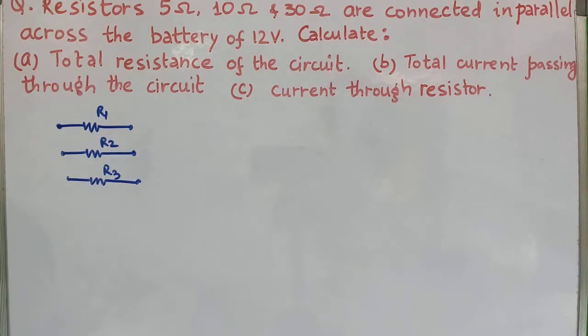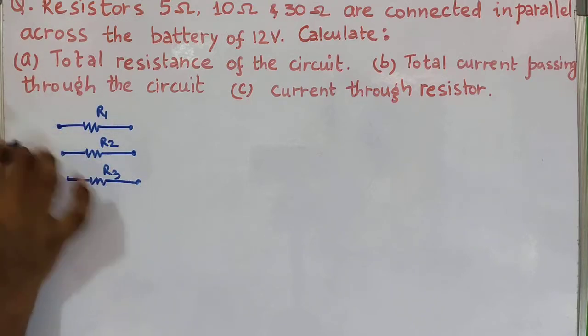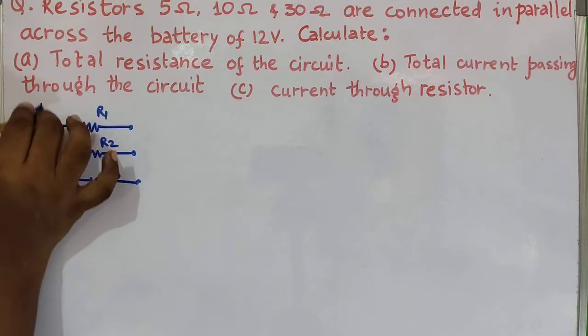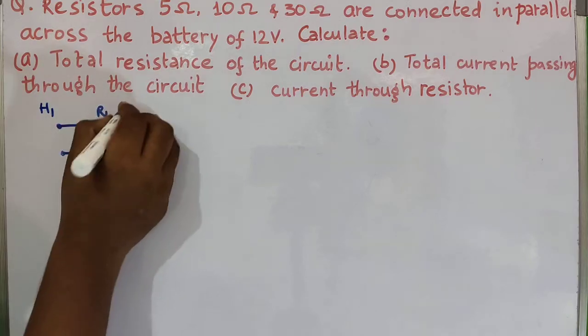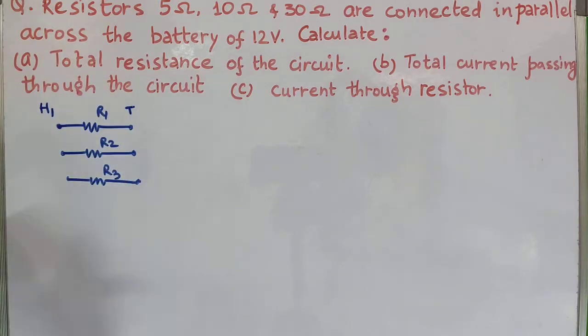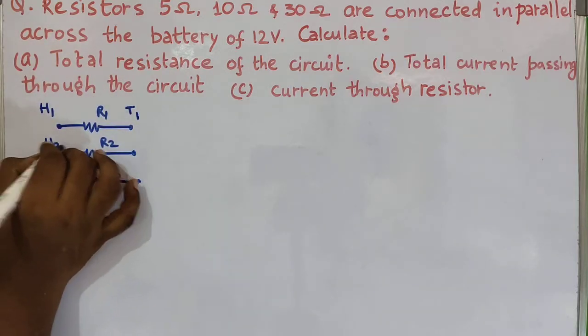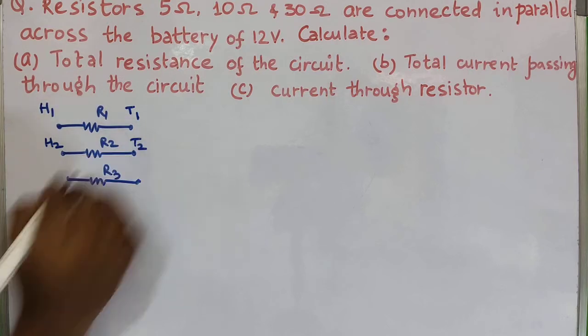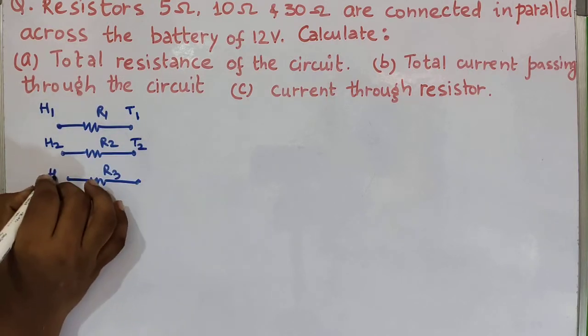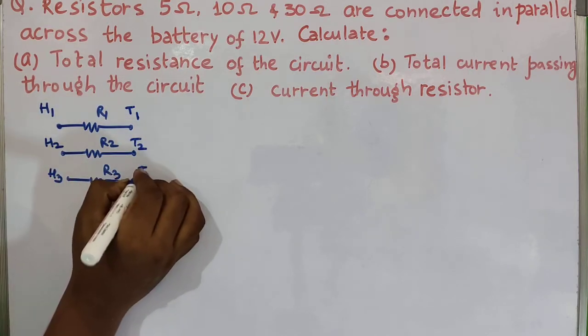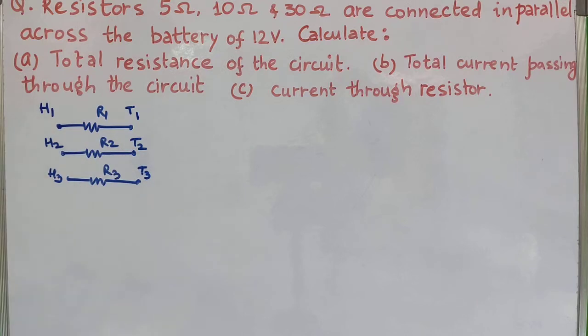So let us name the terminals as we did earlier. So the one which is on the left side, let me call it as a head, and the one which is at the right side, let me call it as tail. So for R1, head 1, tail 1, R2, H2, head 2, T2, tail 2, R3, H3, head 3, T3, tail 3. So how are we going to connect these resistors?